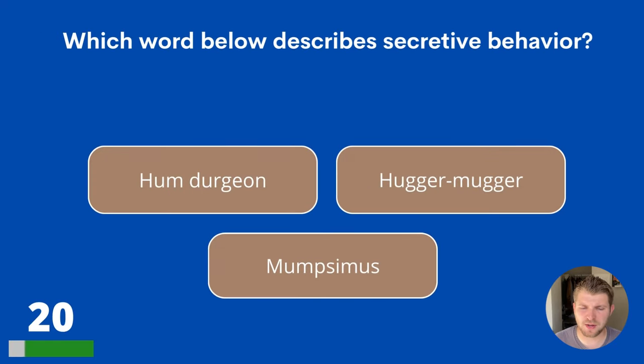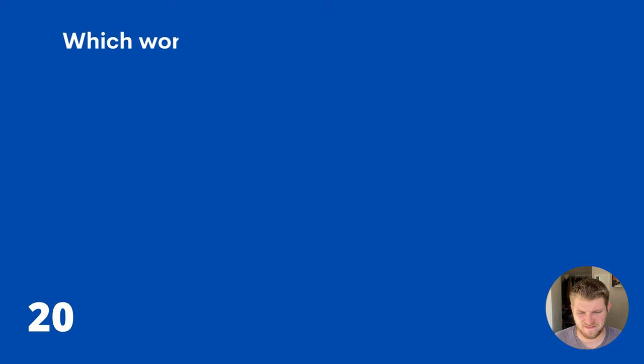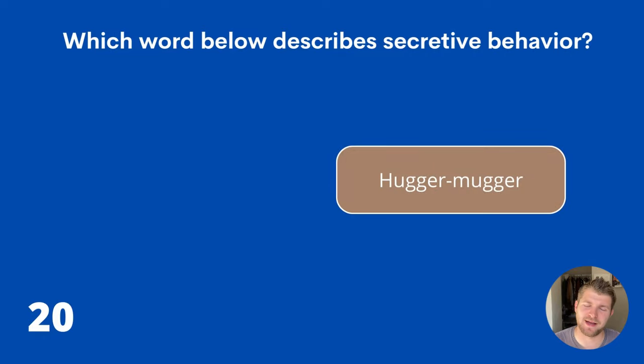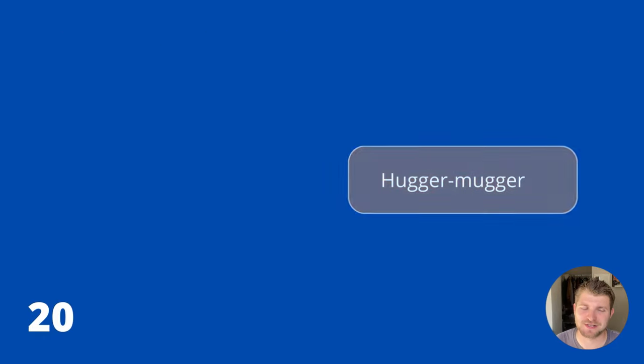20. Which word below describes secretive behaviour? Humdurgeon, huggermugger, or mumpsimus? The answer is, finally, huggermugger, after it being an answer option for so many questions.